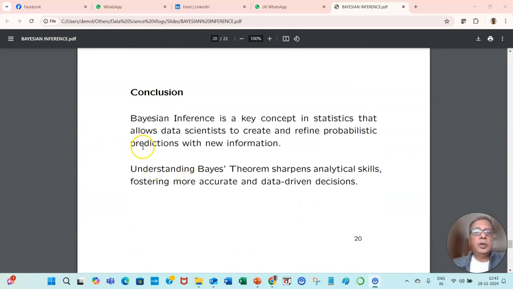Conclusion: Bayesian inference is a key concept in statistics that allows data scientists to create and refine probabilistic predictions with new information. Understanding Bayes' theorem sharpens analytical skills, fostering more accurate and data-driven decisions.